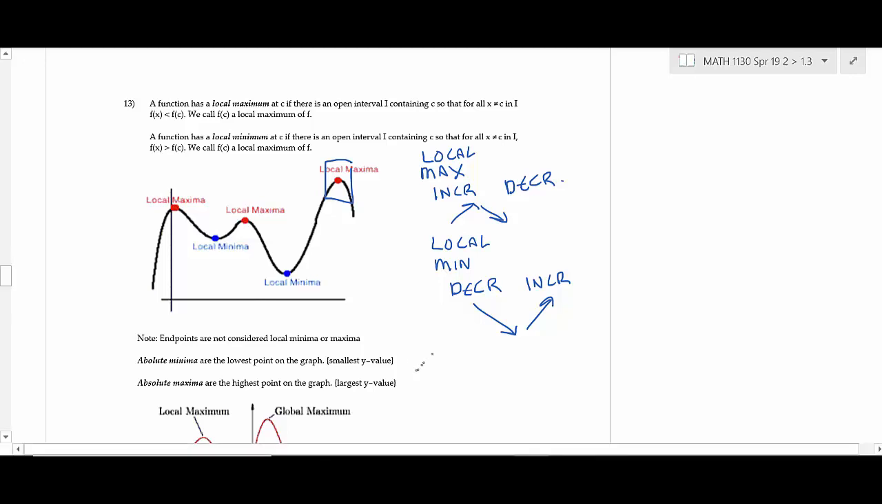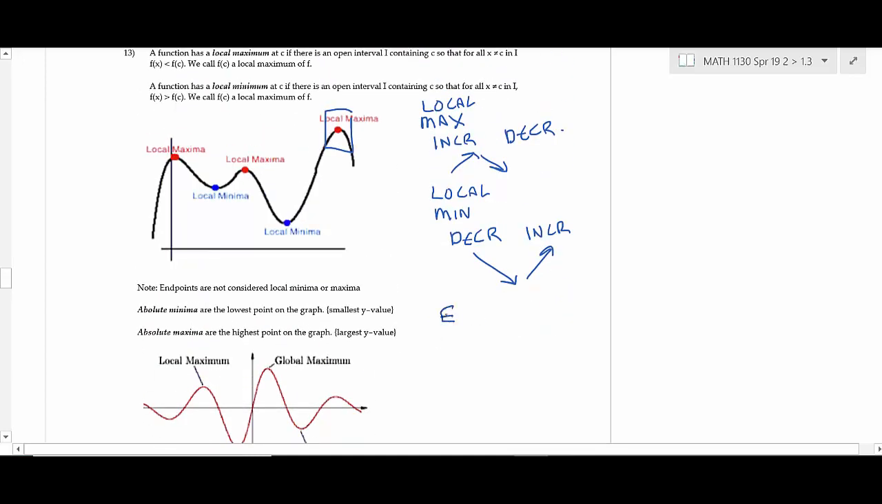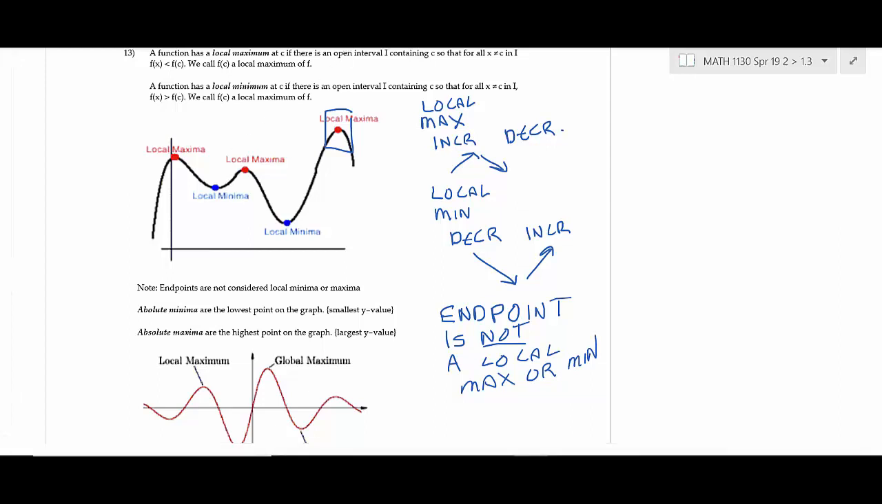One thing that's real important on this is you want to write this down. I don't know if I wrote this down on your notes or anything, but if you have an endpoint, I would write this down because you want to make sure that you understand this. An endpoint is not a local max or min. So if you're at the very endpoint of a graph, we don't consider that to be a local min or max. The reason for that is, if it's a local min, you have to have something going on both sides of that minimum. And if you have an endpoint, you don't have that.